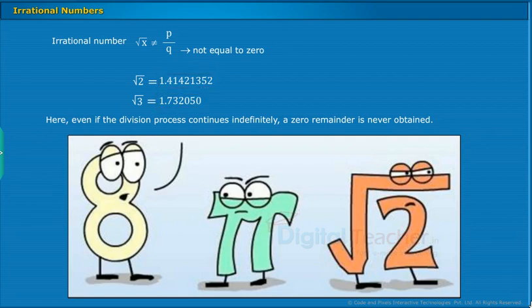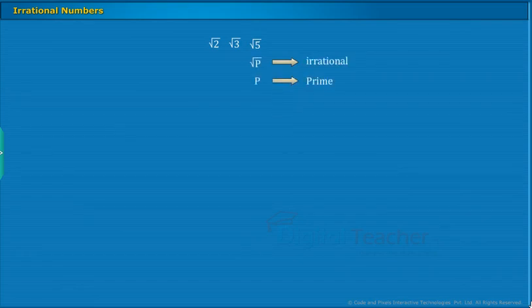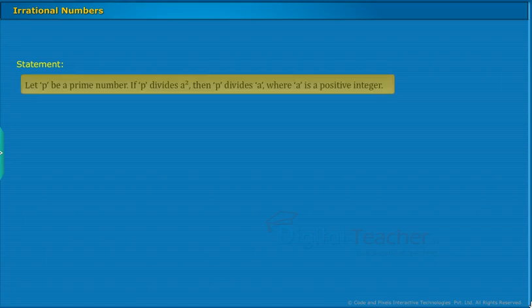Let us look into some examples that we are familiar with. We will also prove that root 2, root 3, root 5 and in general root p is irrational, where p is a prime. Before proving, let us state and prove a theorem with the help of the fundamental theorem of arithmetic. Consider the following theorem. Its statement is, let p be a prime number. If p divides a square, then p divides a, where a is a positive integer. The proof of this statement is based on the fundamental theorem of arithmetic.